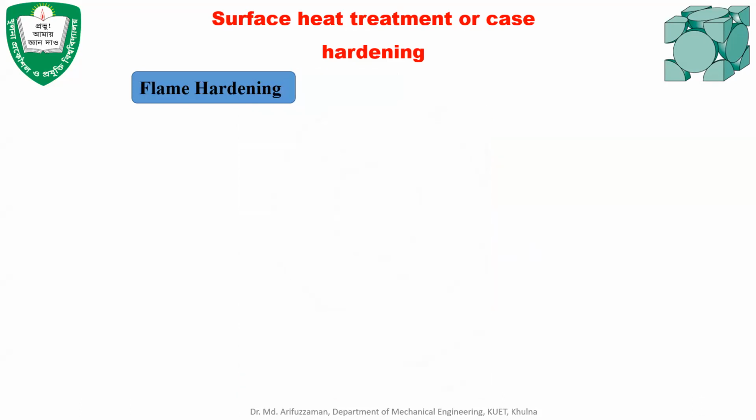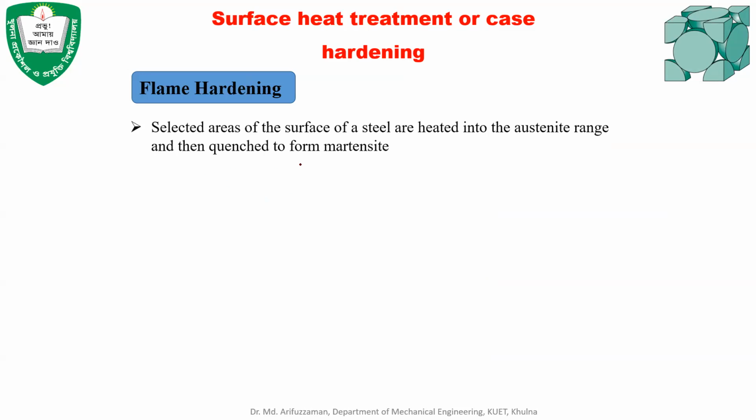Okay, so the next is flame hardening. In this case, no reaction occurs. In the other methods, we saw that carbon and nitrogen react with the iron to form the microstructures. But in the case of flame hardening, there is no such reaction. It is a very simple method.